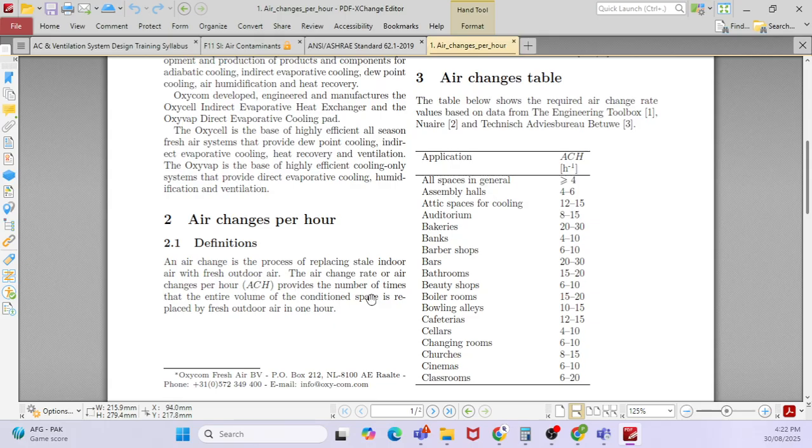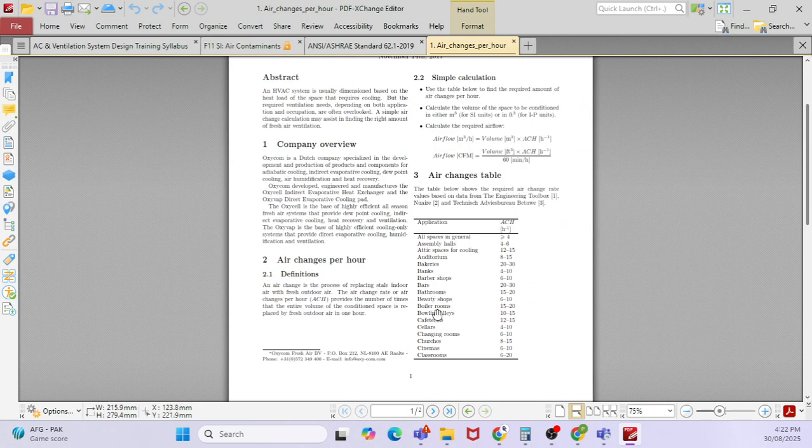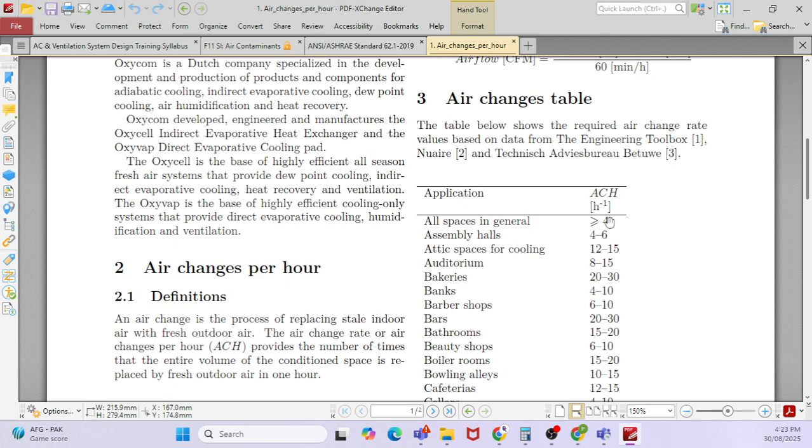So normally, in early stages, the ventilation is based on the air change per hour method. Okay, so the air change rate, or air change per hour, provides the number of times the entire volume of the conditioned space is replaced by fresh outdoor air in 1 hour. So when you say 4 air change per hour, that means, for example, you have a space of 1 meter cube, then per hour 4 meter cube of air will be replaced inside the space. So that is called 4 air change per hour.